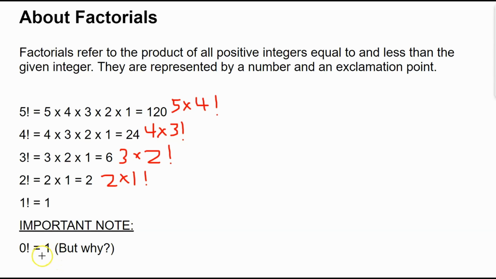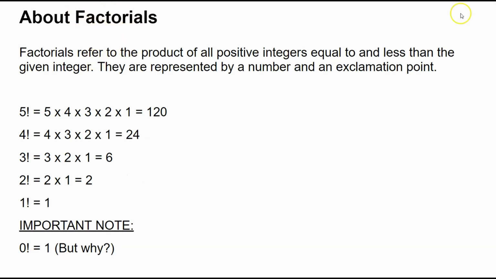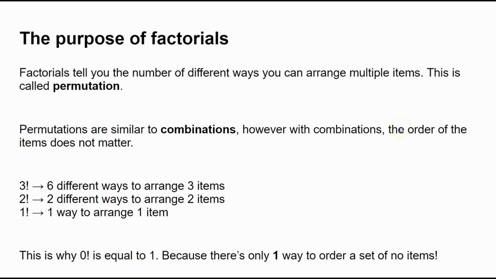But why? That doesn't really make sense. You would think it's just 0 because there's no positive integer that's equal to 0 or less than it. So would it just be 0 or some other undefined value? Well, no, it's 1. And to understand why it's 1, we have to look at what exactly factorials represent. So on to the next slide.